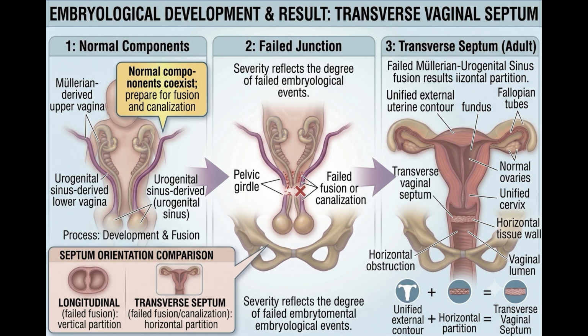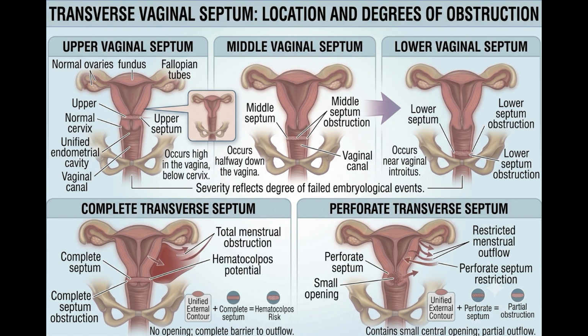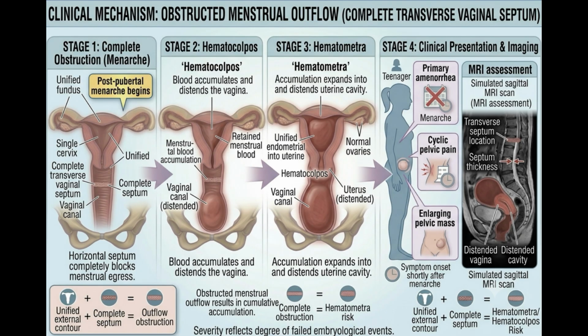Unlike a longitudinal septum, this anomaly results from failure of fusion or canalization between the Müllerian-derived upper vagina and the urogenital sinus-derived lower vagina. Instead of a vertical partition, a horizontal wall forms across the vaginal canal. The septum may occur at the upper, middle, or lower portion of the vagina and may be complete or contain a small opening. If the septum is complete, menstrual blood cannot pass through the vaginal canal after puberty.